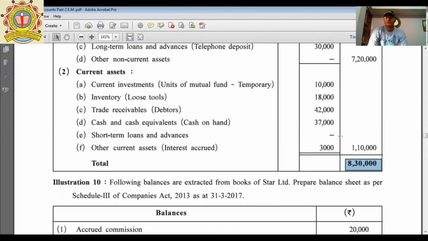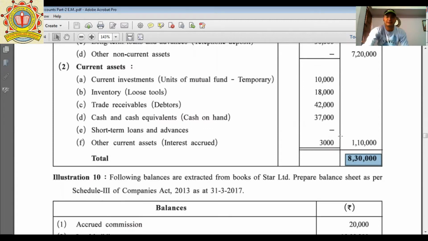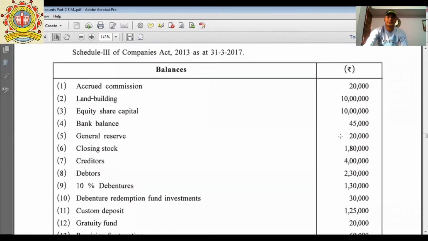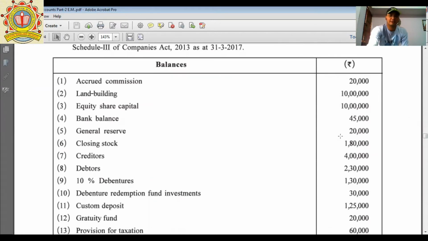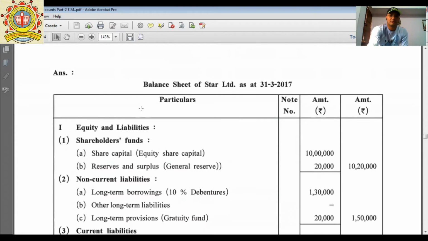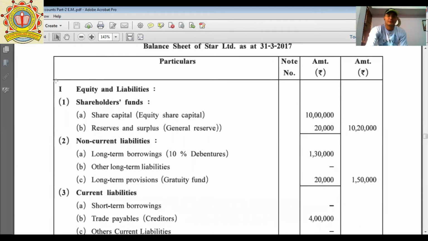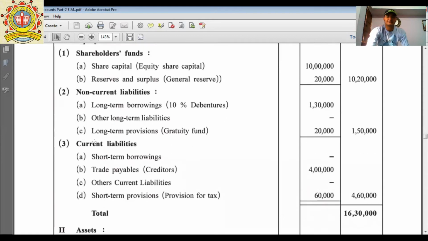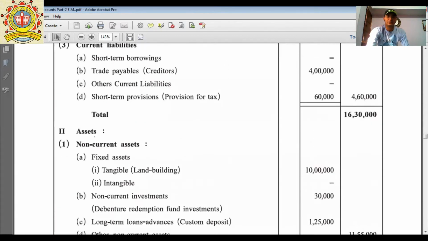Now I'm going to start the full-fledged sum, where we have to prepare the equity and liability side as well as the asset side. So here is the balance sheet sum. First of all, the format for equity and liabilities: shareholders' funds, where share capital, reserves and surplus, and the non-current liabilities, three items. Then after, current liabilities, four items, total of this.